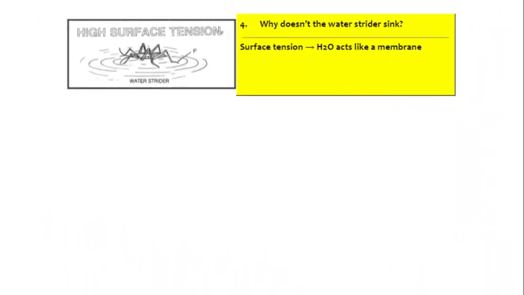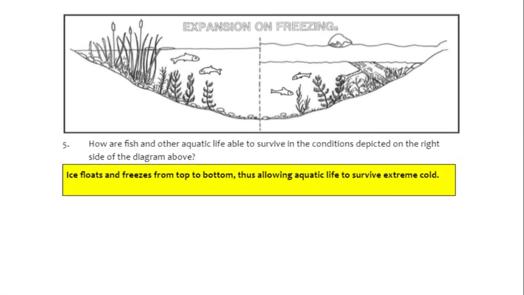Question number 4, why does the water strider sink? That's the surface tension. Those hydrogen bonds at the surface, with the molecule at the surface and just below, act like a membrane. And question 5, how are fish and other aquatic life able to survive? Remember, ice floats and bodies of water freeze from top to bottom, thus allowing aquatic life to still have some water to hang out in and exist, even surviving extreme cold temperatures.